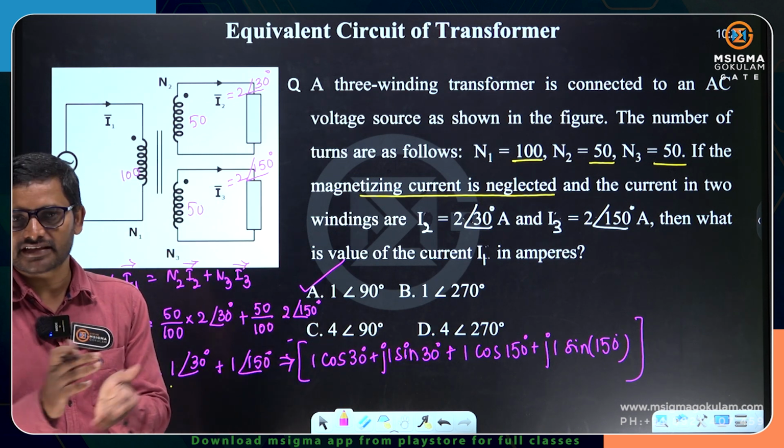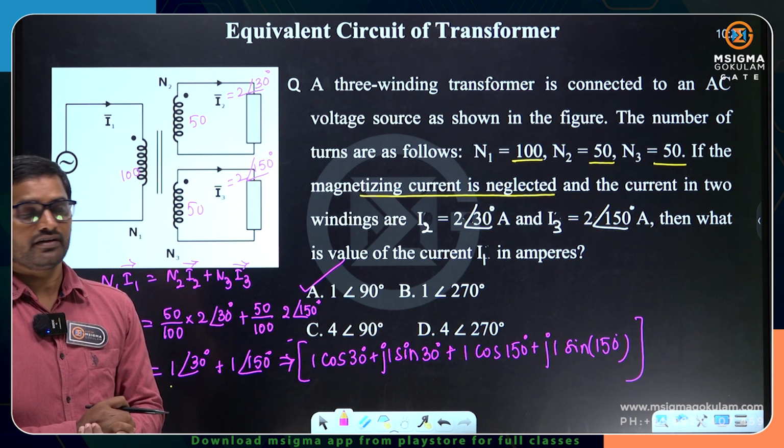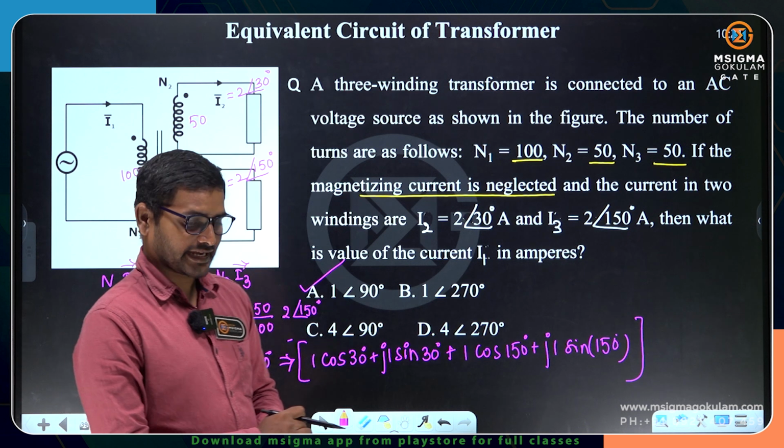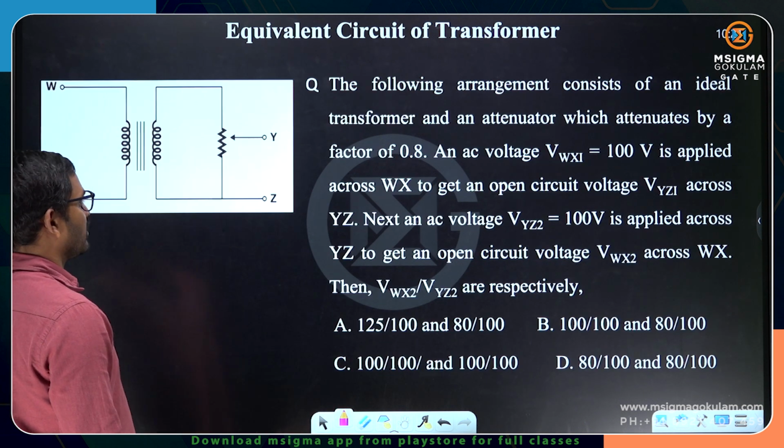Otherwise, cos of minus theta will be cos theta only. Sin of minus theta is not sin theta, no. So be careful with that one, negative polarities. Otherwise, it will lead to a wrong answer.